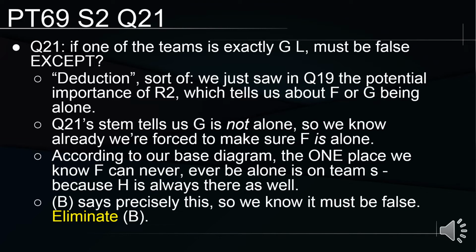We know it must be false that F is on Team S, because F has to be alone in this scenario, and F cannot possibly be alone if it's ever assigned to Team S. So we get to eliminate B. But I don't really see anything else that we can eliminate on its face based on a deduction kind of approach. And again, I put deduction in quotes because it wasn't really a solid deduction from 19. It's just I noticed that rule 2 was important there. I looked there and there was some yield to it here.